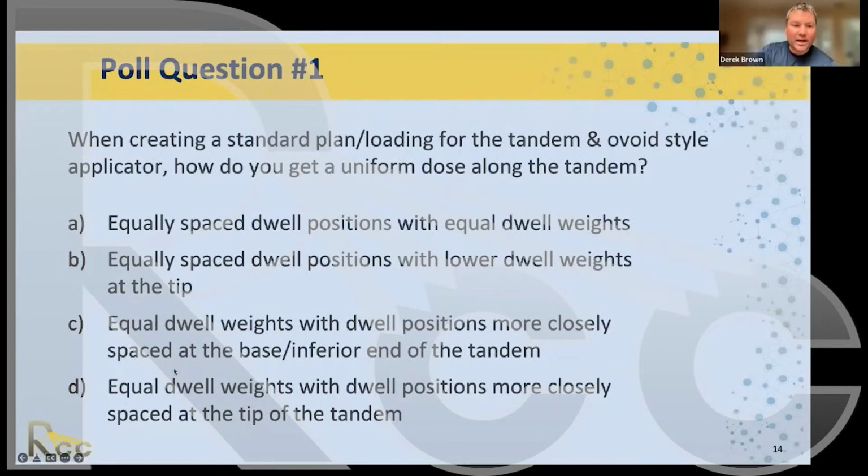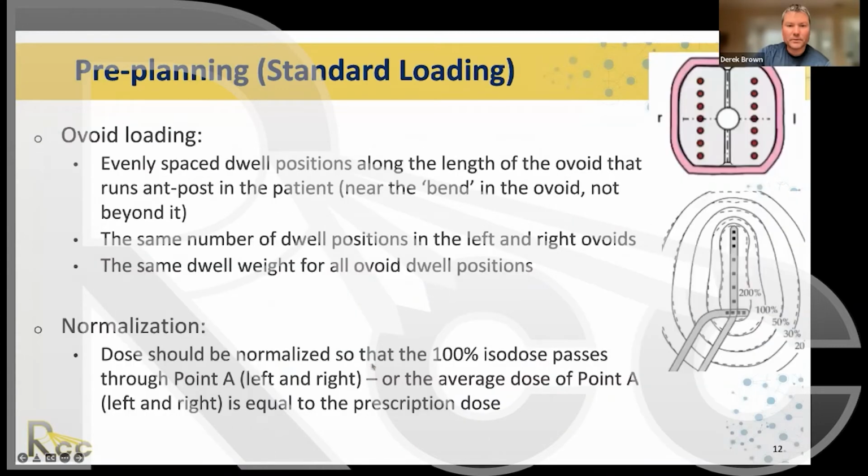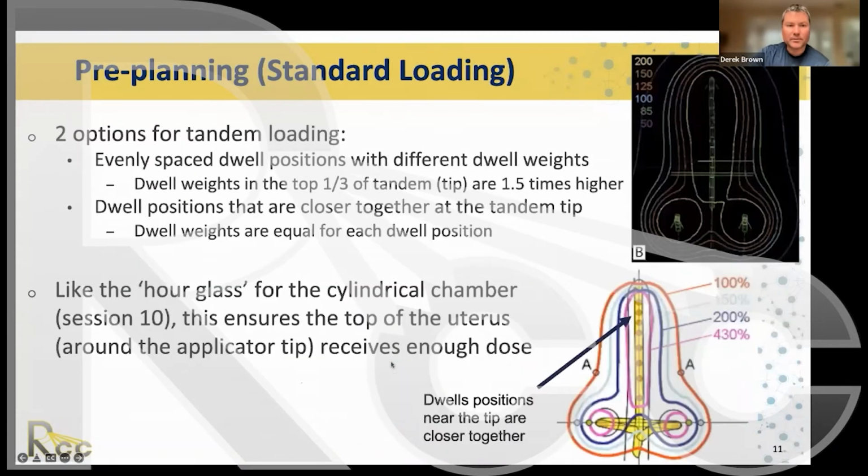Okay, so the answer is D. And let's talk about why that would be the case. If you remember when we were looking at that a couple slides ago, we needed to have either more dwell positions or more dwell time at the tip of the tandem and fewer positions or lower dwell time at the base of the tandem. So that's why the answer is D, equal dwell weights with dwell positions more closely spaced at the tip of the tandem.